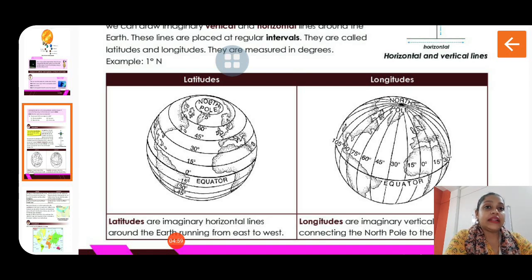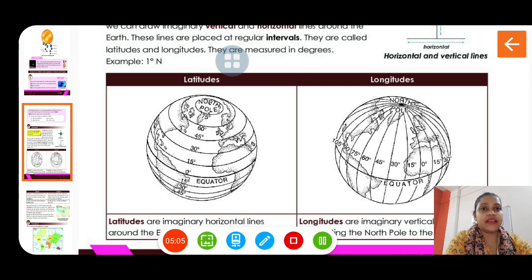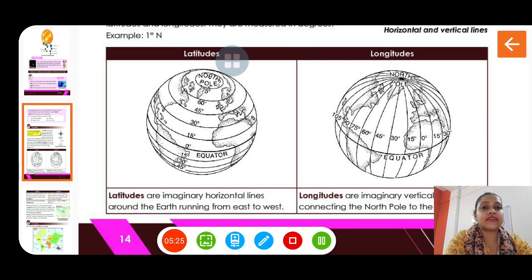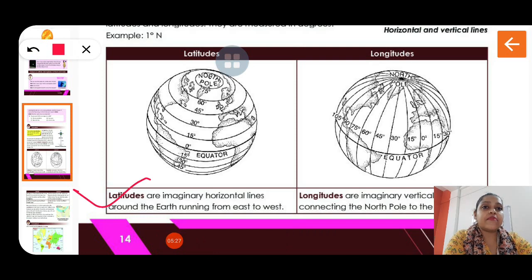Latitudes and longitudes are measured in degrees. We can see here it's given they are measured in degrees. Example, 1 degree north. Always you'll have to write the direction, whether north, south, east or west, in which direction they are. So children, what is given about latitudes? It's given latitudes are imaginary horizontal lines. What are horizontal lines?